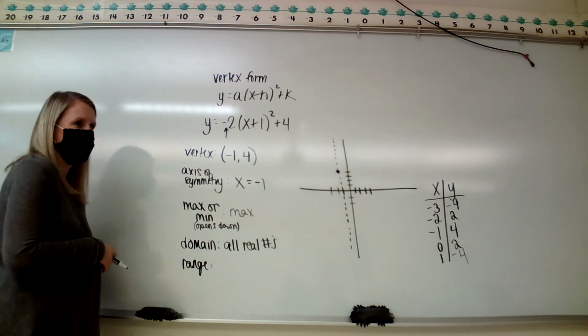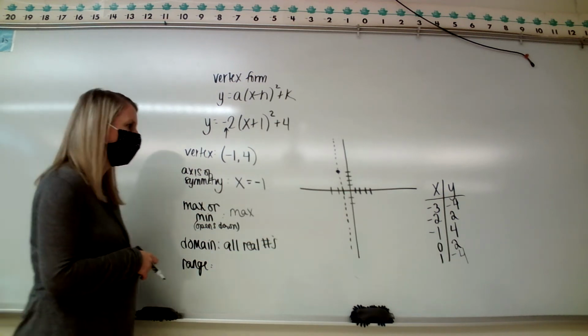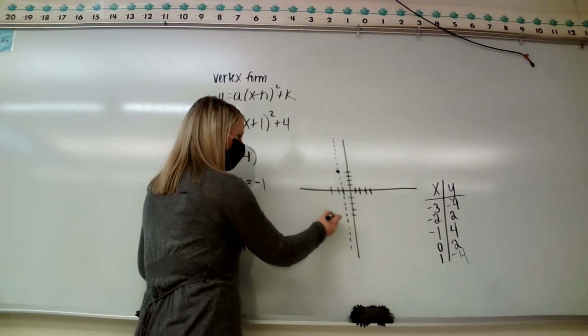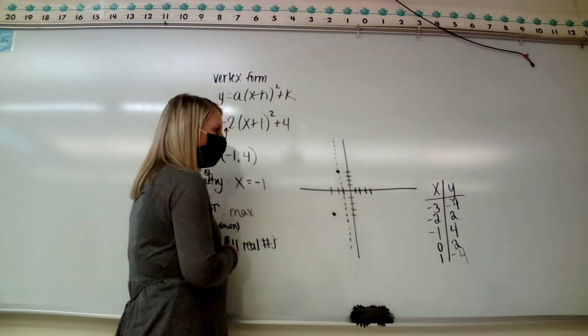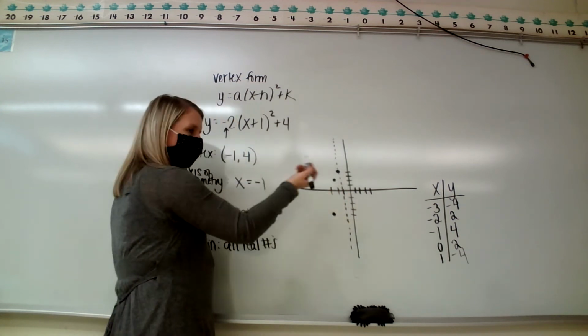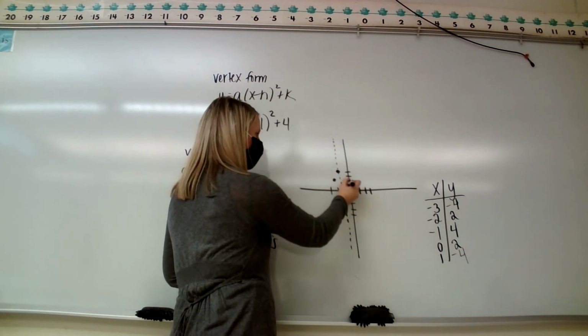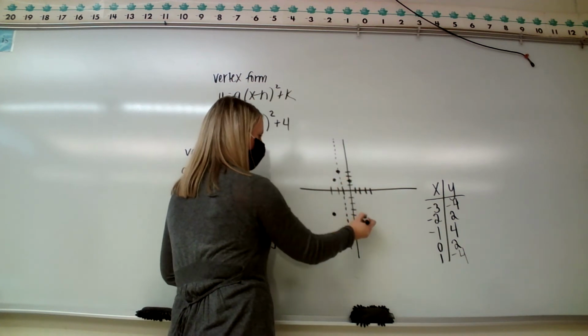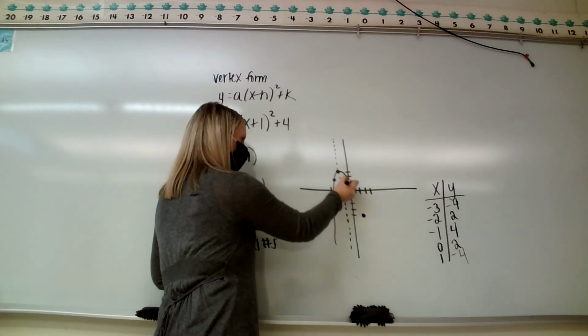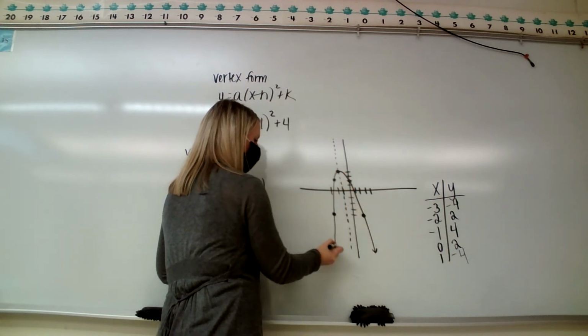And then from there, you just plot them. So -3, -4 will be down here. -2, 2. And then the other ones, once again, they're just reflections. So they just reflect across. This reflects over here. And then we have our nice, in this case, parabola that is opening down.